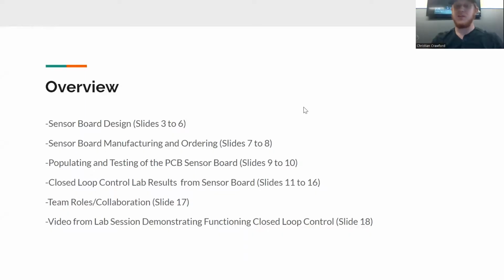So today, just as a bit of an overview, we will be covering our sensor board design, how we sent that to manufacturing and ordered it, all the components that we would need, how we tested it, and what results we got from testing in the lab, our team contributions, and then a small video demonstrating our closed loop control.